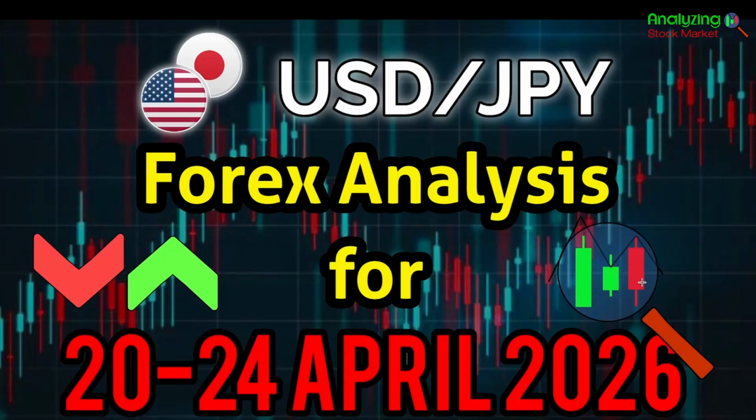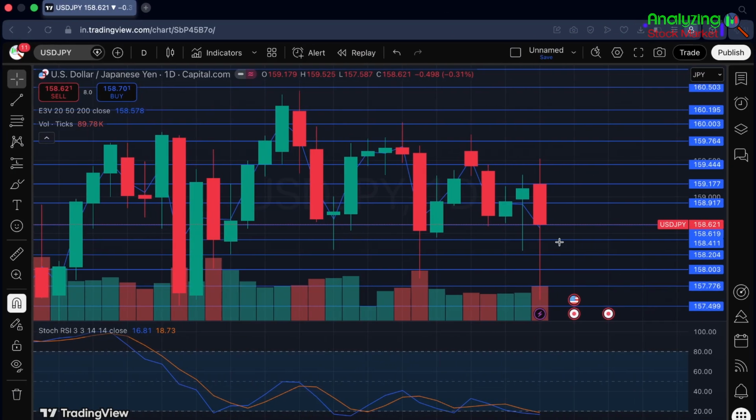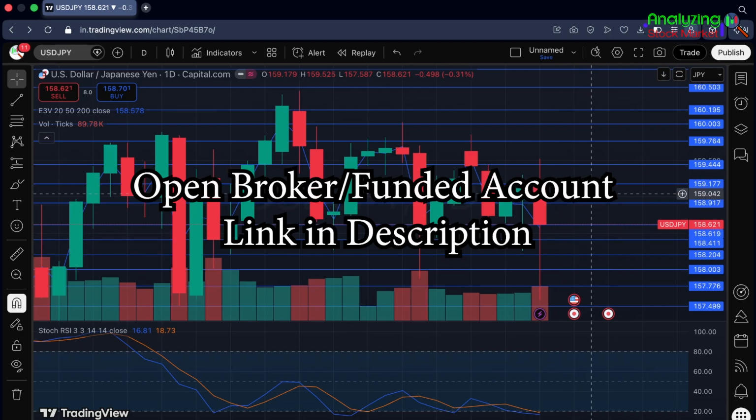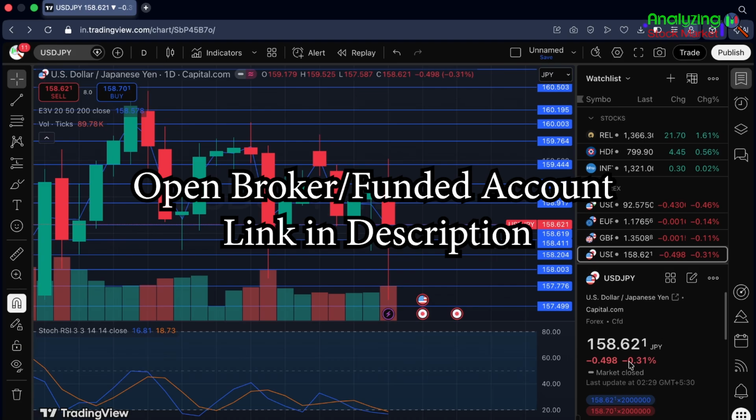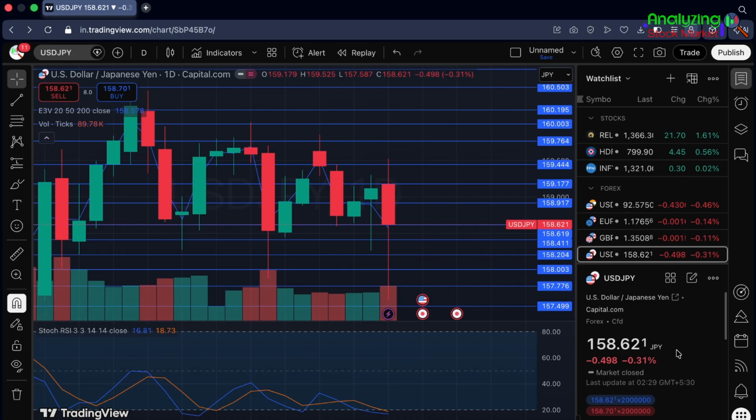So today I'll be talking about the USD JPY pair and we'll do the Forex analysis for 20th to 24th April 2026. So let's go straight to the chart. Here is the USD JPY pair, I have already opened the chart. Let's talk about the closing first. As you can see, on Friday there was a 0.31% negative move, and 150.621 was the closing on Friday. Now I'll be talking about what is going to happen in the coming week.